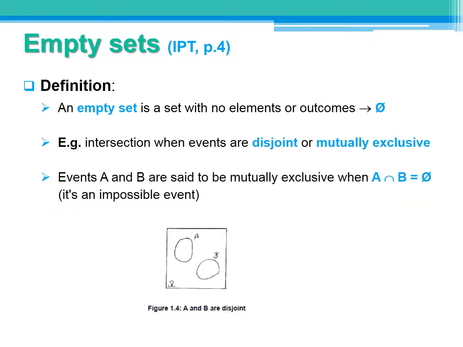An empty set is also called a null set, and that's a set with no elements or outcomes, and it's denoted by this symbol. For example, if you have an intersection of two events and they have no outcomes in common, then the intersection of these two events will be an empty set. So it's applicable to disjoint or mutually exclusive sets, and that means that the two events do not overlap. So they have no outcomes in common, so the intersection will be an impossible event.